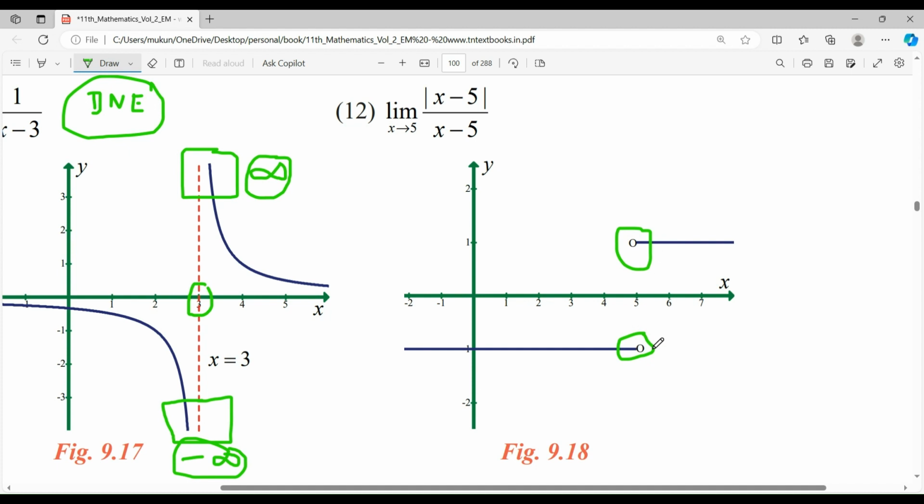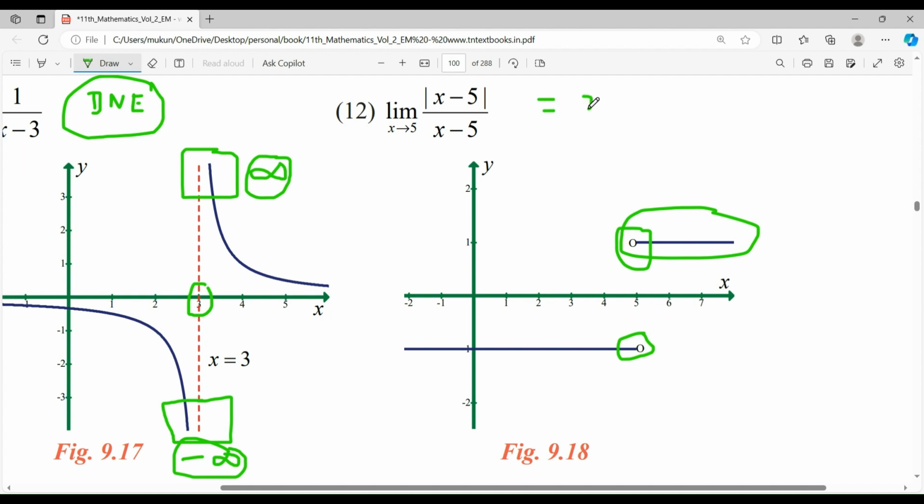And point number two is for values x greater than 5, which is this portion of the graph. We see that x minus 5 becomes positive.